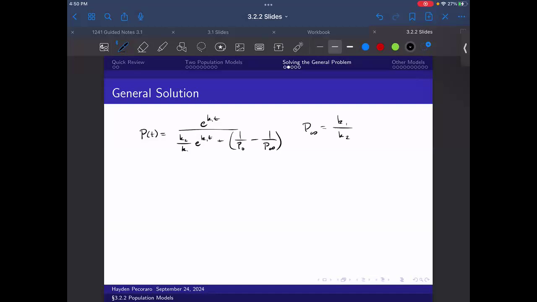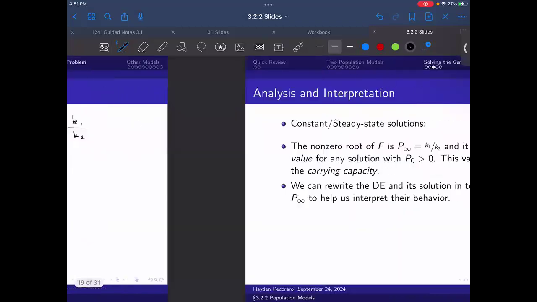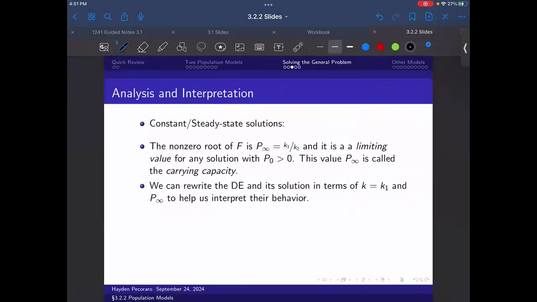Okay. You might notice that also over here, this is 1 over p infinity. So we can rewrite our differential equation as this. Make our differential equation look like that instead. We rewrite things a little bit. All right, so that's our solution. And we can analyze it.